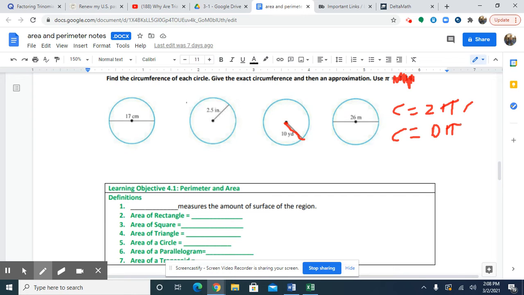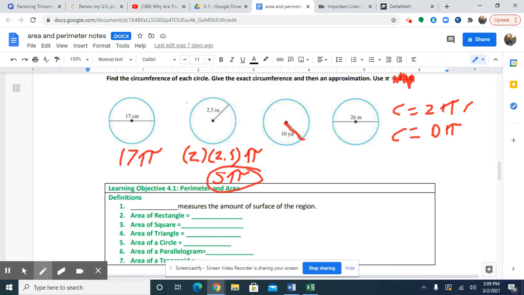So in the first example, we have a diameter of 17. So that should be 17 times pi. We can write the answer as 17 pi. In the second problem, we have a radius of 2.5. So we would say 2 radiuses, so 2 times 2.5 times pi. So 2 times 2.5 is 5 pi.